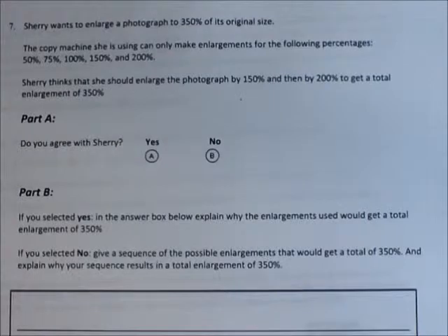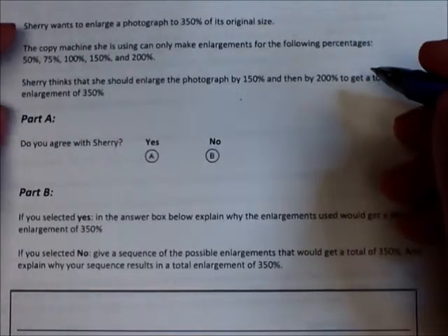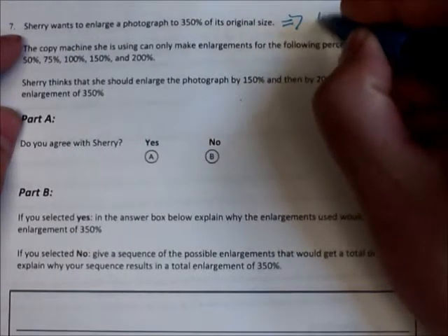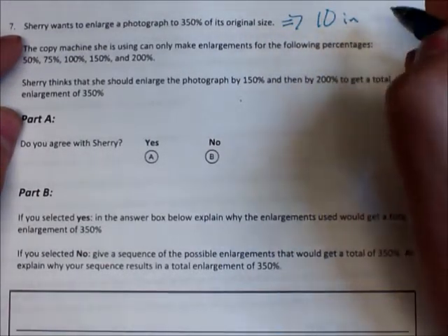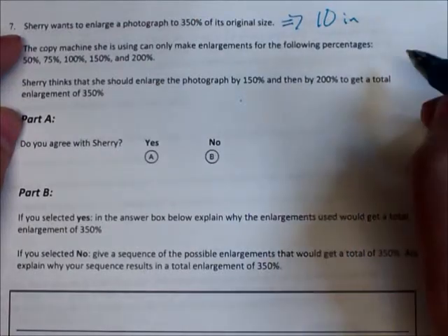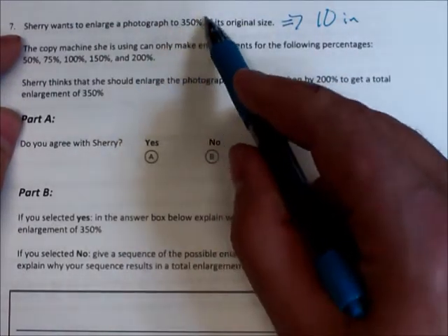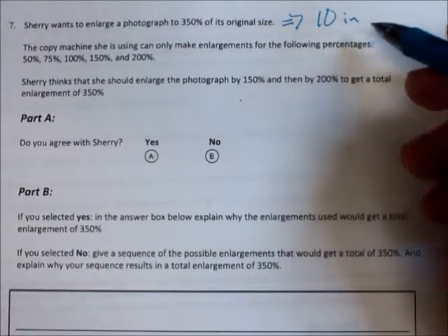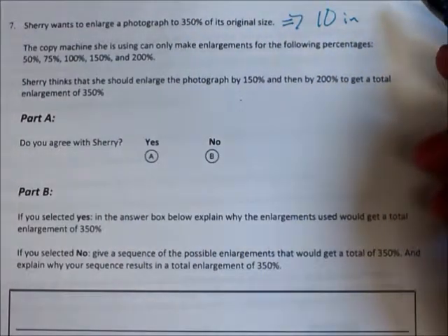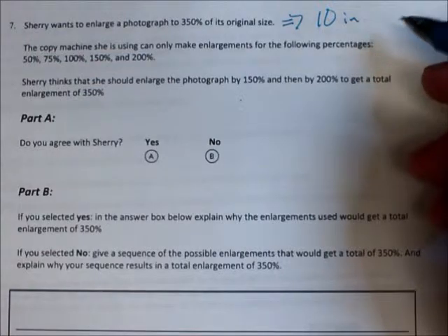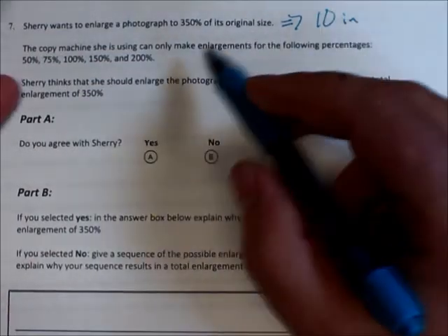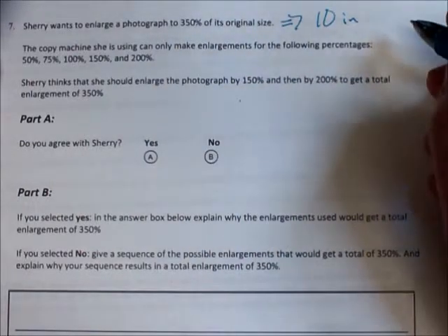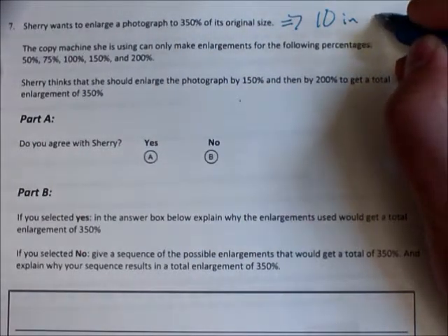Well, let's use an example here. Let's say that our original size is 10 inches. What would it mean for it to become 350% of its original size? Well, 200% would be like 20 inches. 300% would be like 30 inches. 350% of its original size would be 35.